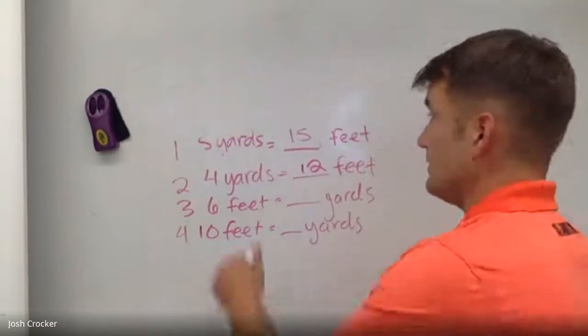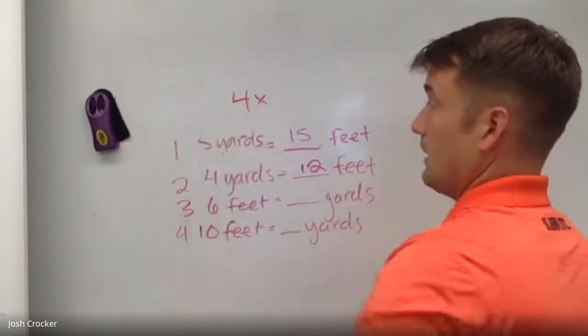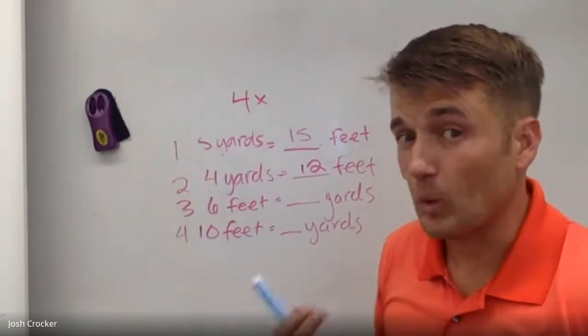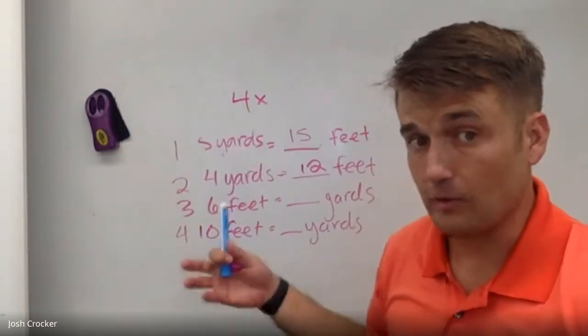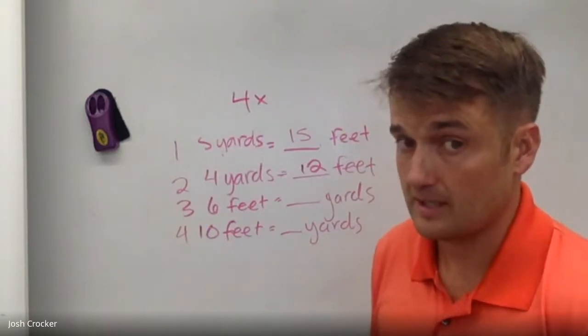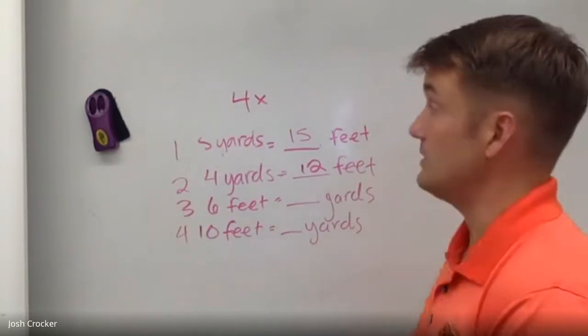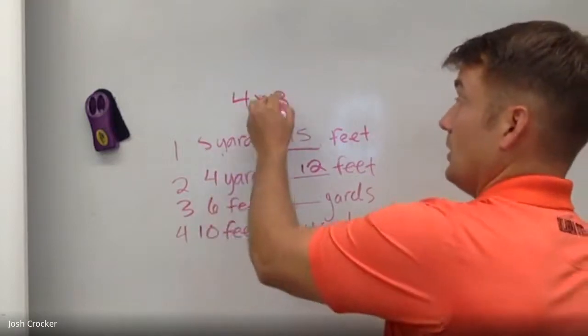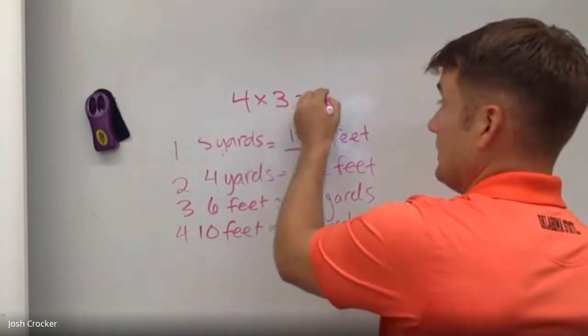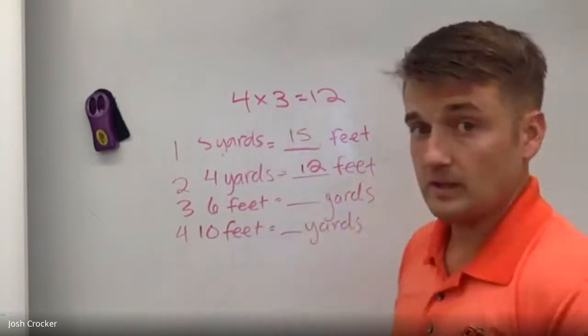4 yards. I'm going from the big yards to smaller feet. So I'm going to have more things. This is just like going from a dollar to dimes. You're going to walk away with more dimes than you had dollars because it takes a lot of dimes to make a dollar. So 3 feet in the yard. 4 times 3 is 12. 4 yards, 12 feet.